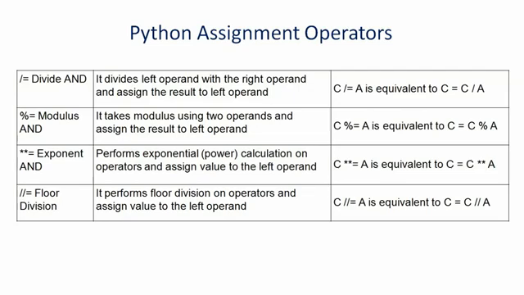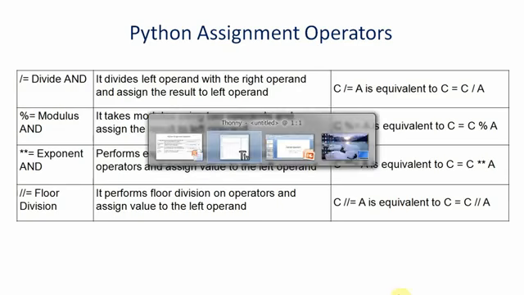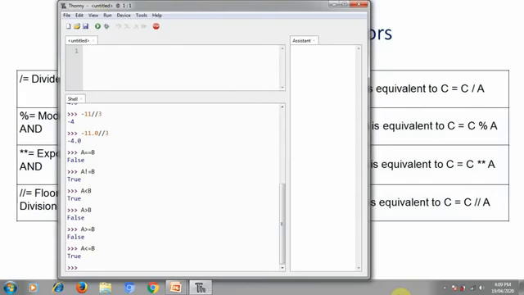Floor division. It performs floor division on the operators and assigns the value to the left operand. C floor division equal to A is equivalent to C equal to C floor division A. We will perform it in our Thonny. So we know that the value of A is 10 and B is 20. So C equal to A plus B.